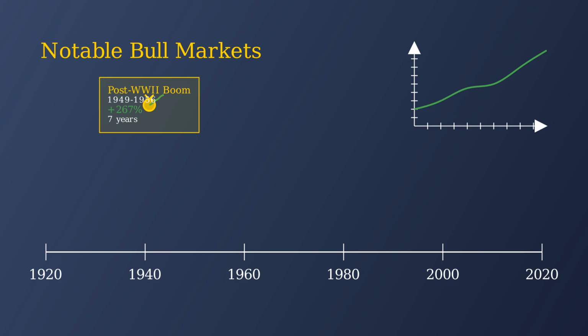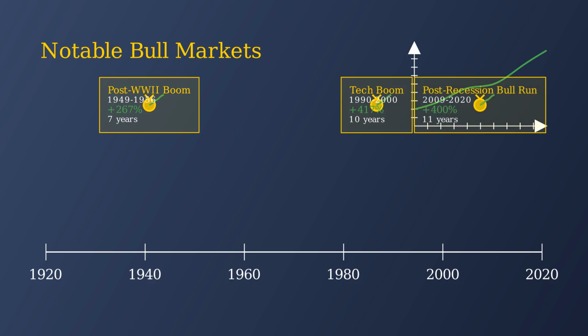The post-World War II boom from 1949 to 1956 saw the market gain 267% over 7 years, driven by economic expansion and suburbanization. The 1990s tech boom was one of the most powerful bull markets, with the S&P 500 rising 407% over a decade, fueled by internet innovation and technological advancement. Following the Great Recession, markets experienced an 11-year bull run from 2009 to 2020, with gains of around 400%, supported by low interest rates and tech sector growth.